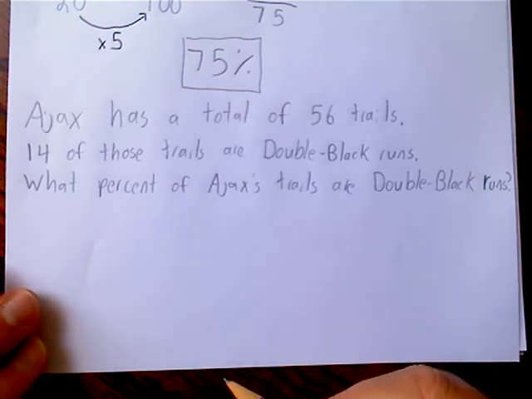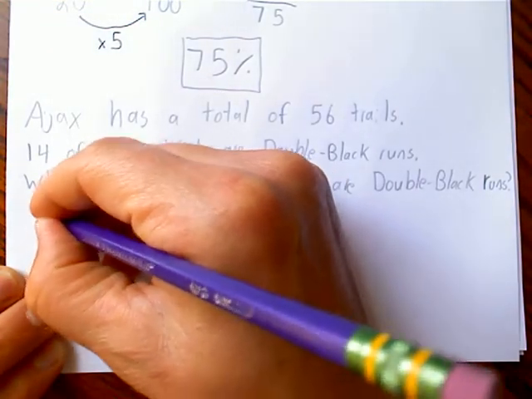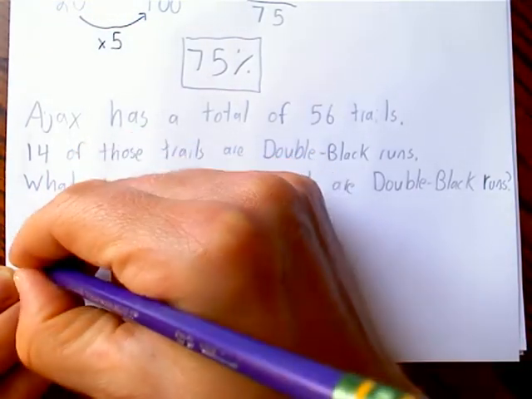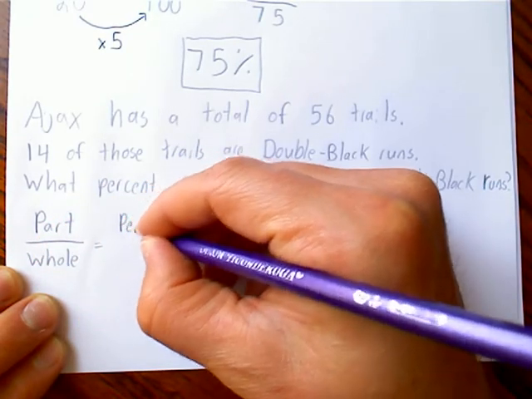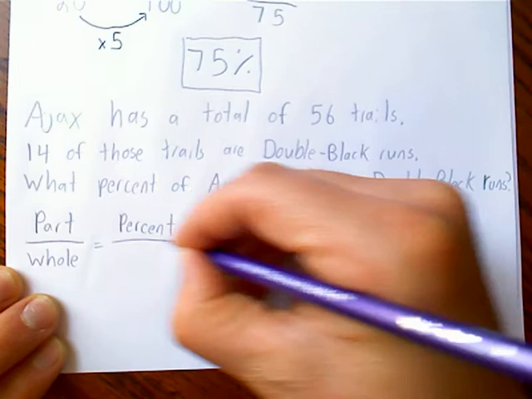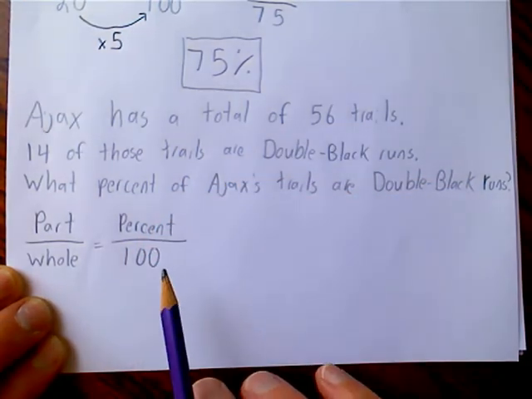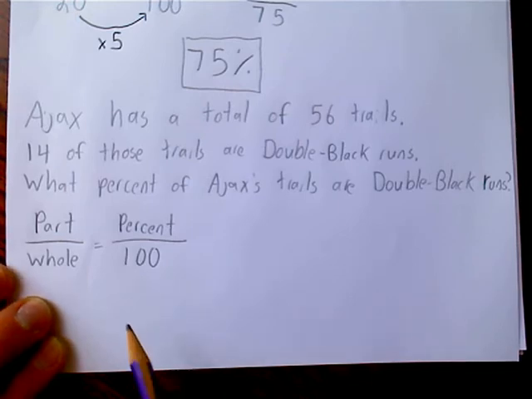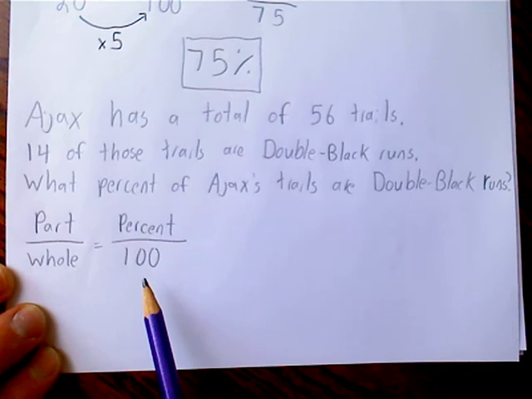So as always, when we're doing the proportion method, we're going to start with our key. Part over whole equals percent over 100. And I want you to write this out every time because I want you to show your work, but also it's going to help you memorize it the more you write it. Part over whole equals percent over 100.